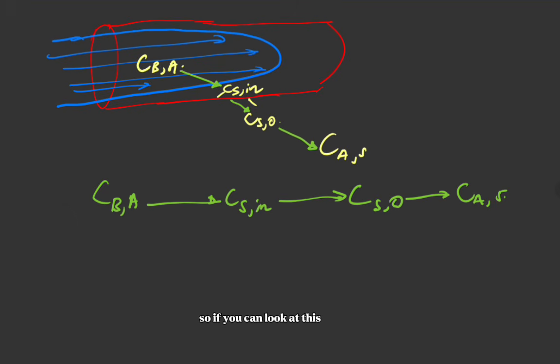So if you can look at this, the movement of A from the bulk flowing fluid to the inner surface, which process does that happen through? Think about it. You'll be right if you said that it happens through internal convective mass transfer, right? That is the actual process there.